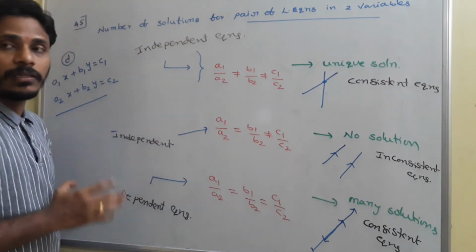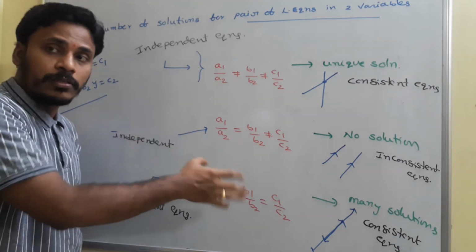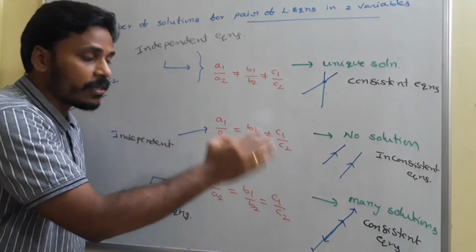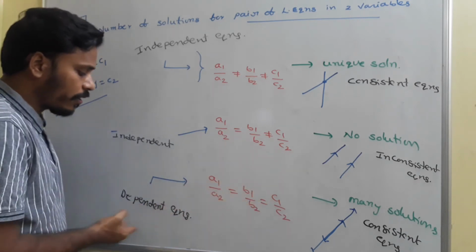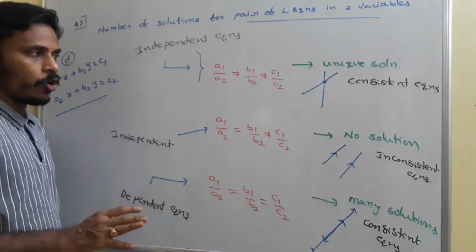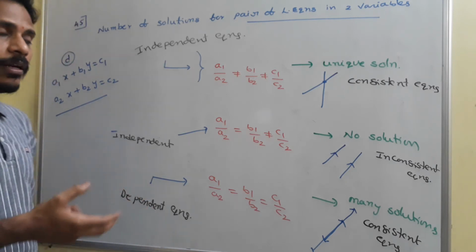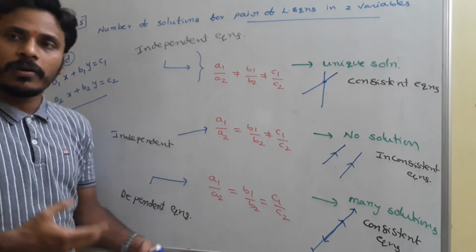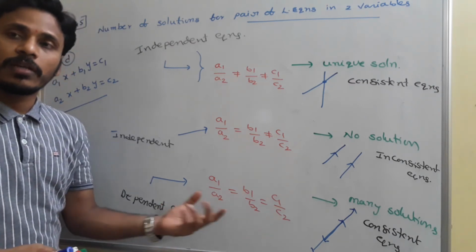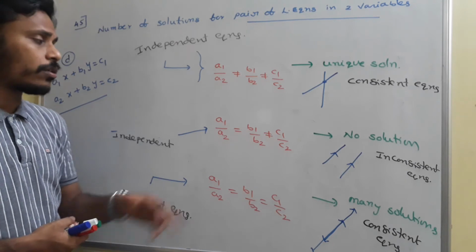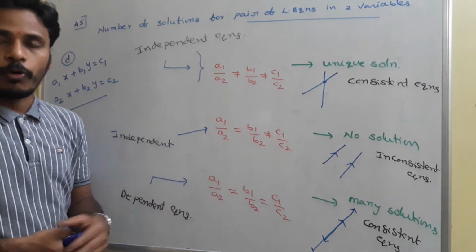And in the third case, if the three ratios are equal, in this case we have many solutions and coincident lines. We say they are consistent because we have many solutions, and directly it tells us that the equations are dependent. So in general, if I have a pair of linear equations and the question tells you that this system of equations has many solutions, then I need to use this ratio. If the question tells us that the system of equations has no solution, I need to use this ratio. Like that we are going to solve some problems.